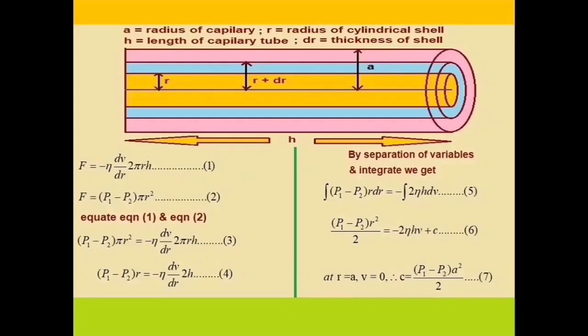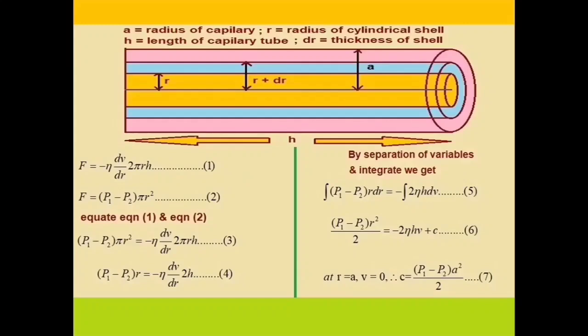This force is balanced by the difference of pressure between the two ends of the pipe. The total force exerted by such a pressure will be given as capital F is equal to (P1 minus P2) into pi r square. This is equation 2. Equate equation 1 and equation 2. We get (P1 minus P2) into pi r square is equal to minus eta into dv by dr into 2 pi r h.